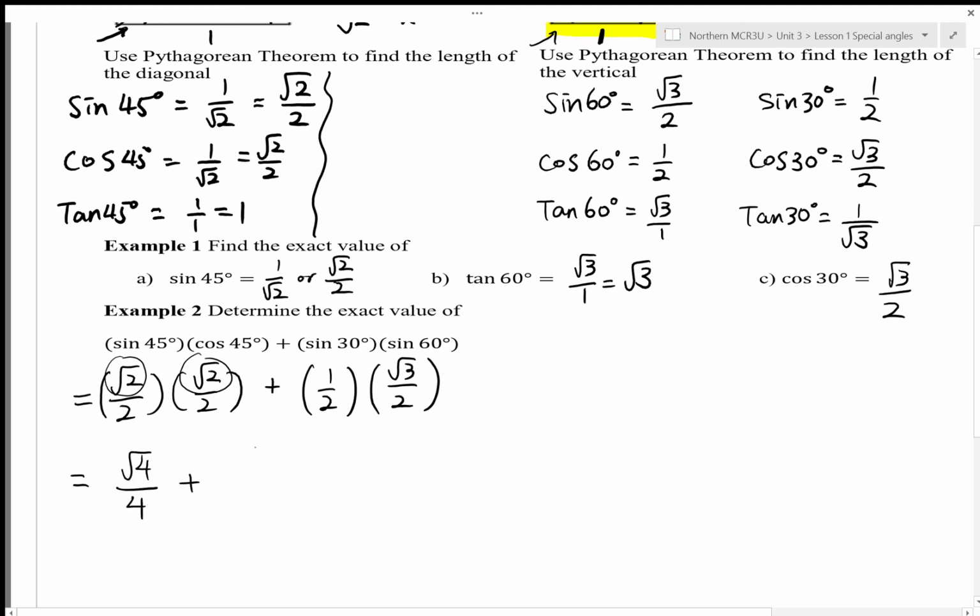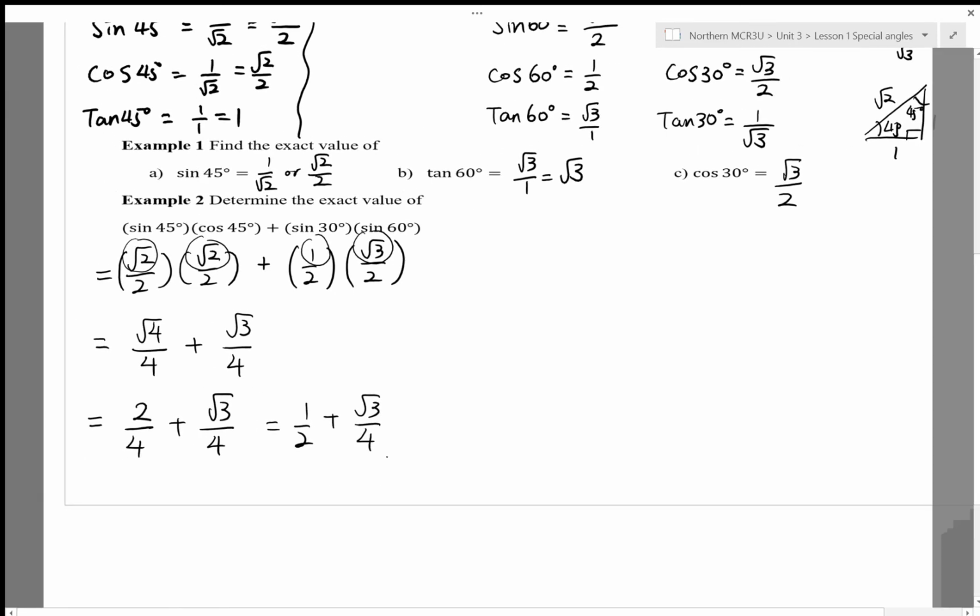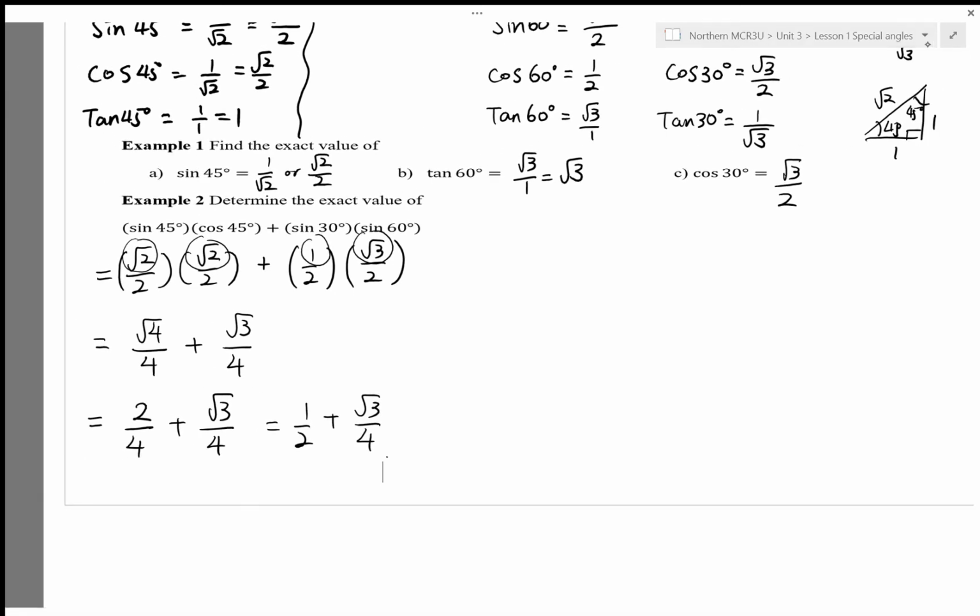And then square root of 3 over 4, right? There is 1 times the square root of 3, which is the square root of 3. Then we just need to simplify this further. The square root of 4 is 2, so 2 over 4, and then square root of 3 over 4. Then finally, it will be 1 over 2 plus square root of 3 over 4. Okay, so that was quite simple. Let's get to the next slide.